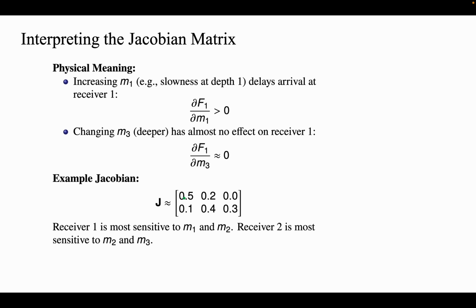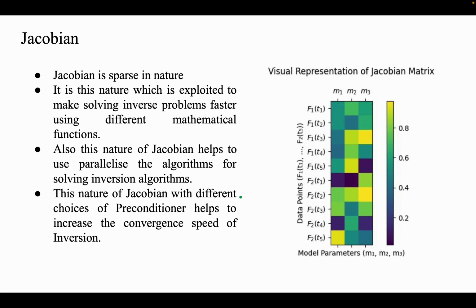So here we can see many values which might become 0. In this case it is very small, but usually the Jacobian is huge, right? So why is it important? The Jacobian is sparse in nature, as we have already understood and seen. So it helps to solve the inverse problems in a much simpler way using mathematical tools, either to increase the convergence speed by choosing a preconditioner, or sometimes it is also used to parallelize the algorithms for solving the inversion. Okay.